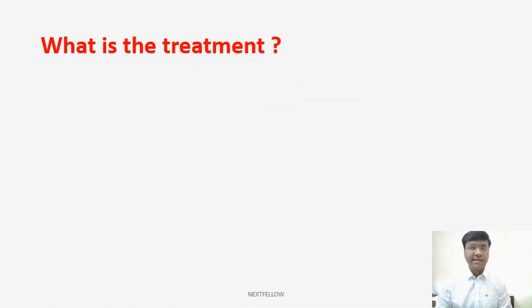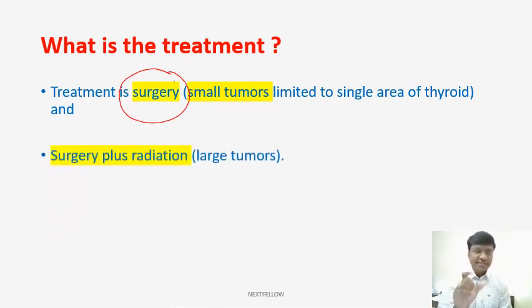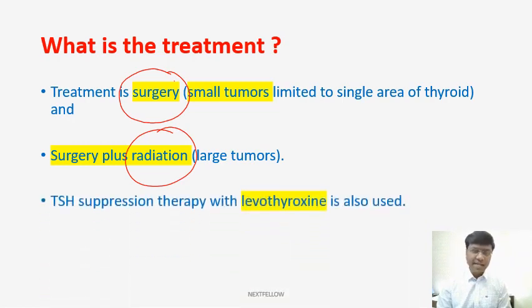And how do you treat this papillary carcinoma? The treatment is surgery. If it is a small tumor limited to a single area of the thyroid gland, then you do a surgical resection of the tumor. Whereas if it is a large tumor, then along with surgery, radiation is also required, right? So that is the treatment for papillary carcinoma. And TSH suppression therapy with levothyroxine is also used.